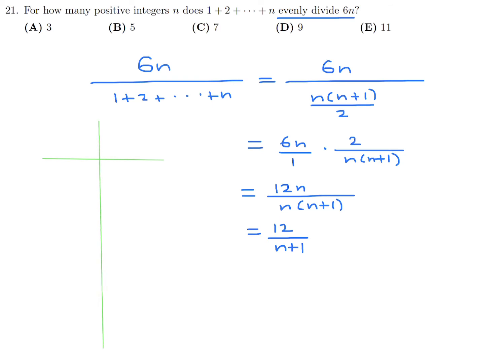So let's make a table and let's see what we get. So we got n here and we've got 12 over n plus 1 here. And I'm going to figure out for n all the way up till 11. Because once you get to n equals 12, it'll be 12 over 13 and so on, right? And those values are always going to be fractions. They can never be integers when the denominator is greater than the numerator.